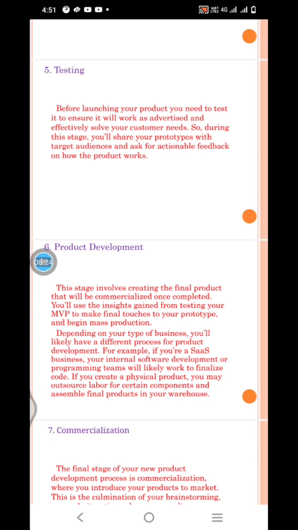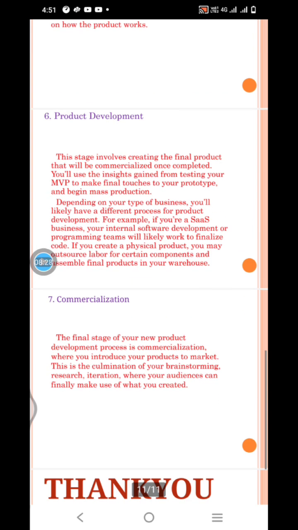And the seventh stage is commercialization. The final stage of your new product development process is commercialization, where you introduce your products to market. This is the culmination of your brainstorming, research, and iteration, where your audiences can finally make use of what you created.